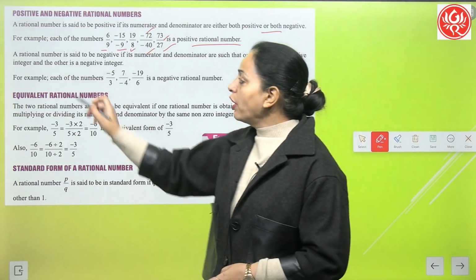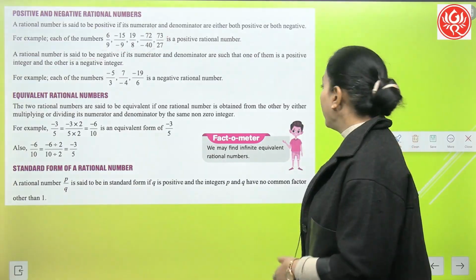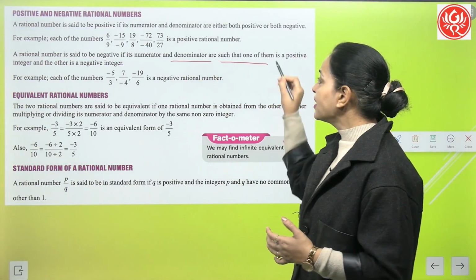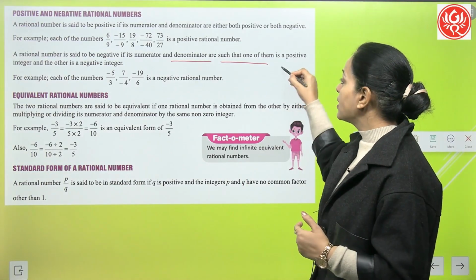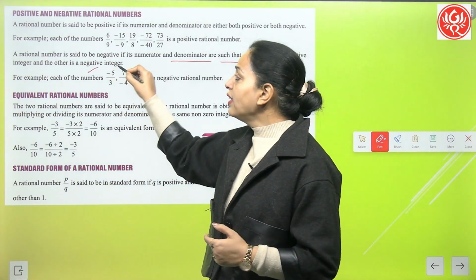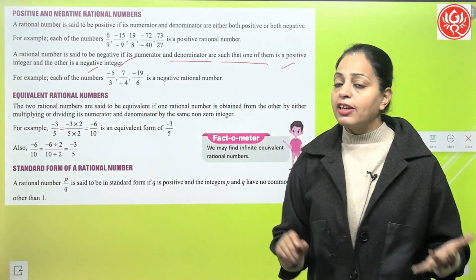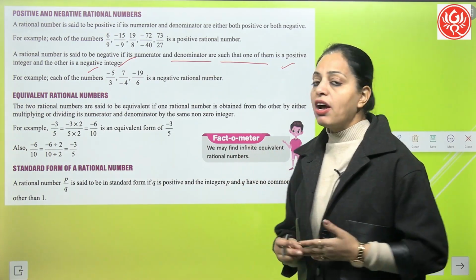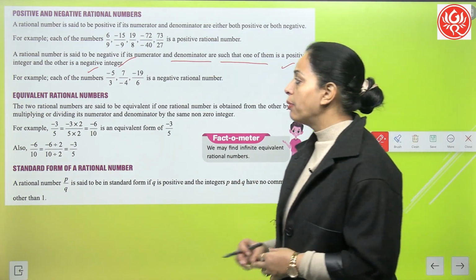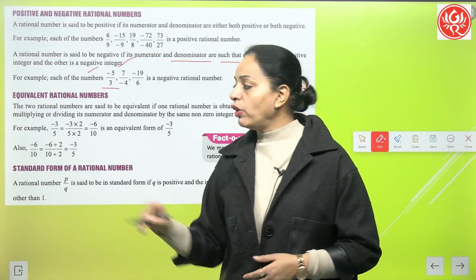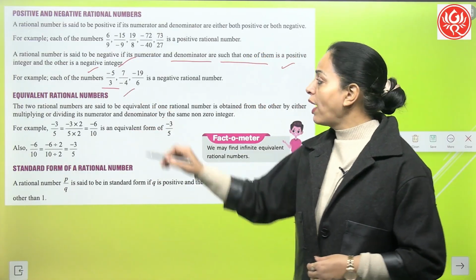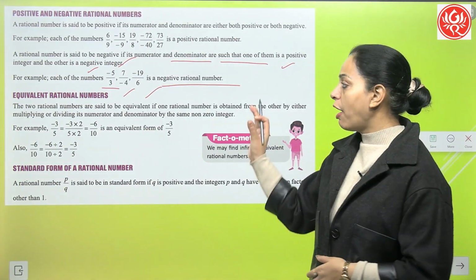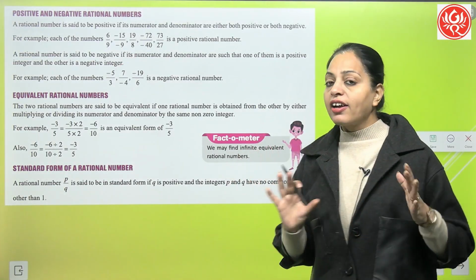So these are positive rational numbers. Right? Now a rational number is said to be negative. Negative कब होगा? If its numerator and denominator are such that one of them is a positive and the other is a negative integer. दोनों में से एक positive है और एक negative है, then it becomes a negative rational number. See, minus 5 upon 3, 7 upon minus 4, minus 19 upon 6. These all are negative rational numbers. I hope these are clear to you.